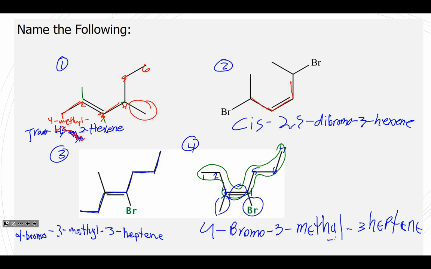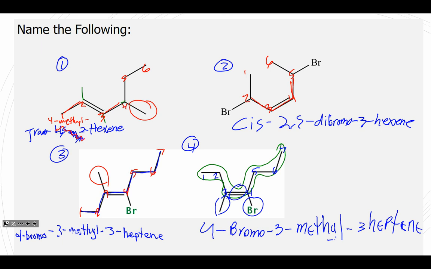When you make a bucket, that's going to be cis. Okay, so cis is right. Numbering, it doesn't matter which side you start on because it's a mirror image of each other. So 2,5-dibromo-3-hexene, correct. On the bottom here, starting here, 1, 2, 3, 4, 5, 6, 7. 4-bromo, 3-methyl, 3-heptene, yes. And this is the exact same thing.